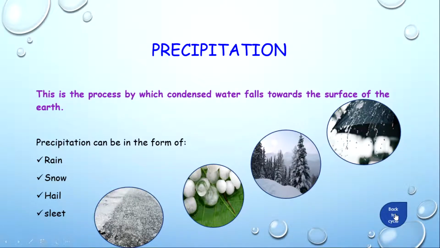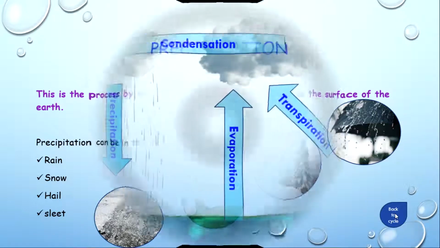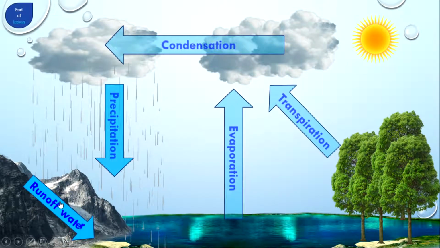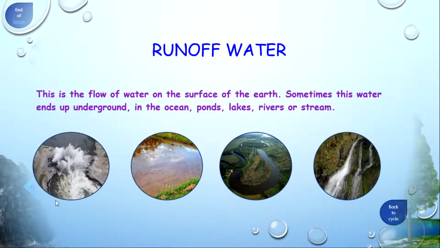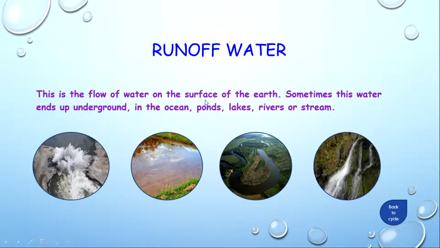All right, let's jump back to the cycle and look at the last thing, which is runoff water. Runoff water is the flow of water on the surface of the earth. Sometimes this water ends up under the ground, in oceans, ponds, lakes, rivers, and streams. Typically when rain falls on higher terrain such as hills or mountains, the water will eventually run on the surface of the earth, and of course could end up in different places. So that's what runoff water is: water running on the surface of the earth.